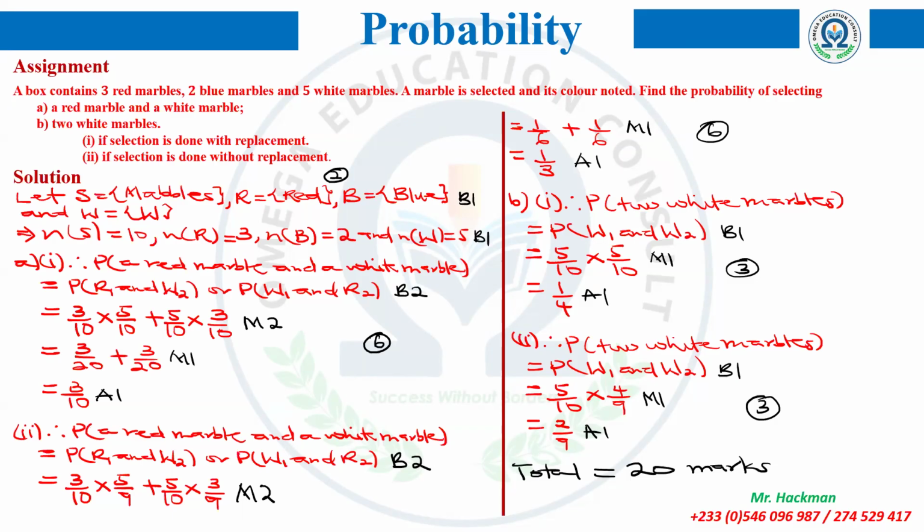Our task today is to look at the solution to the assignment that was given in our previous lesson, the lesson on probability. So we are looking at lesson 4 of probability, and in lesson 4, this was the assignment.